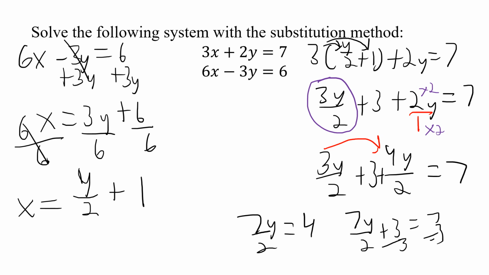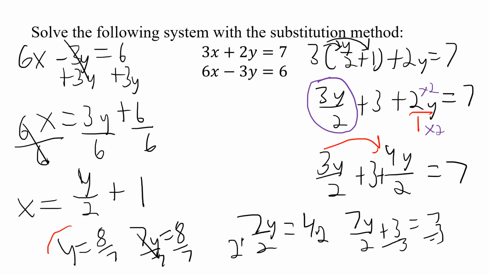Right, now what we need to do is multiply both sides by 2. Get rid of that fraction down there. And we get 7y equals 8. Now we divide both sides by 7, and we get that y is 8 over 7. Not the most friendly solution, but sometimes your solutions will be like this. I'm going to circle it so I don't lose it.